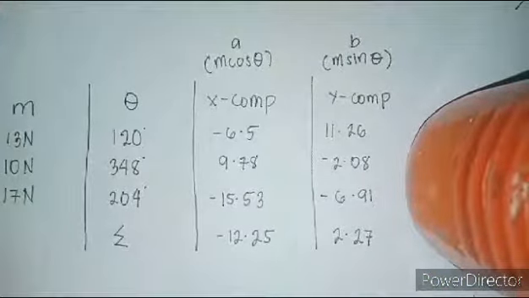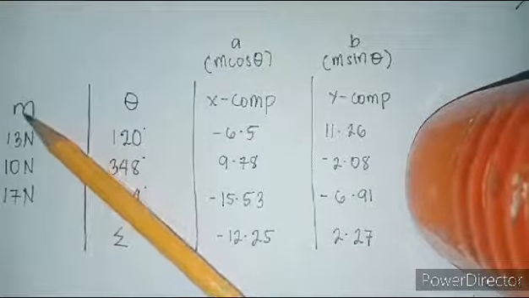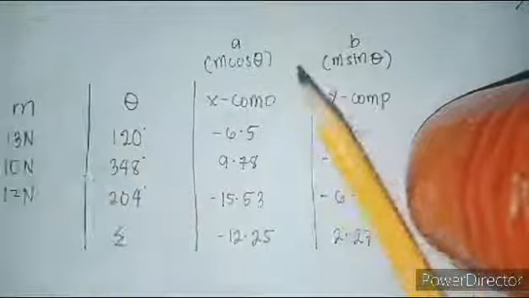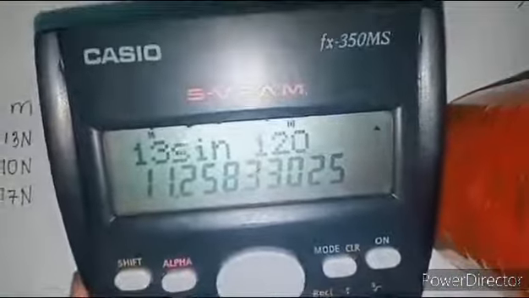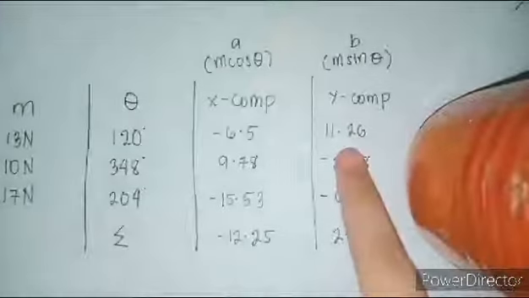And now to get the y component, we multiply the magnitude m by sine theta. So we have here 13 newtons sine 120 degrees. So we have 11.25. Since the third digit in the decimal is 8, we have to round it up. So we get 11.26.